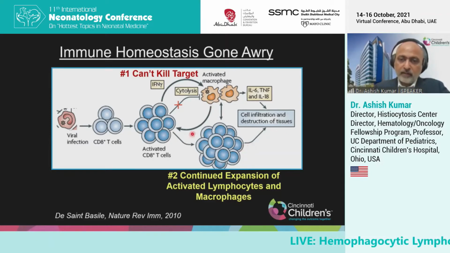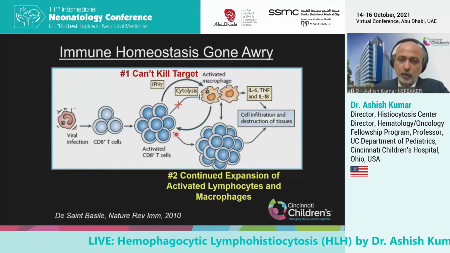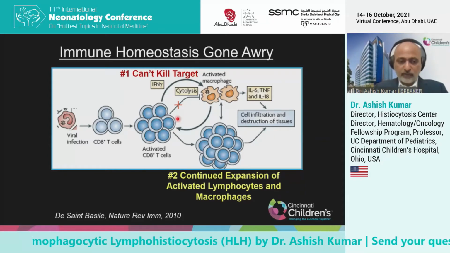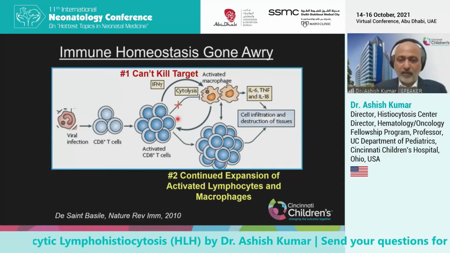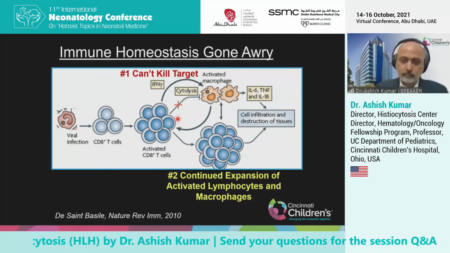And then these cytokines will activate the macrophages. Those macrophages themselves will secrete additional cytokines, and now you're stuck in this vicious loop of activated lymphocytes, lots of inflammatory cytokines, and activated macrophages. This is what happens in primary HLH.